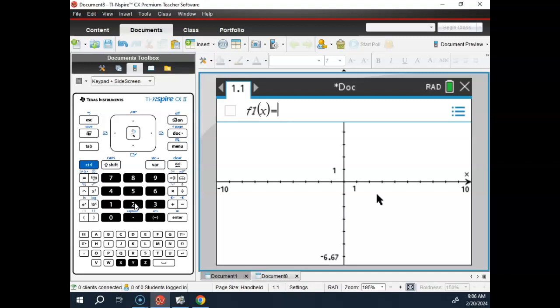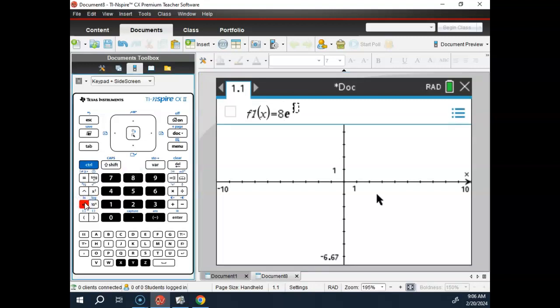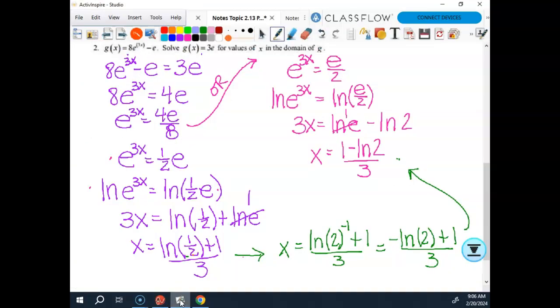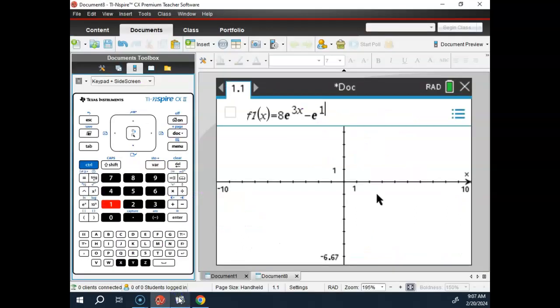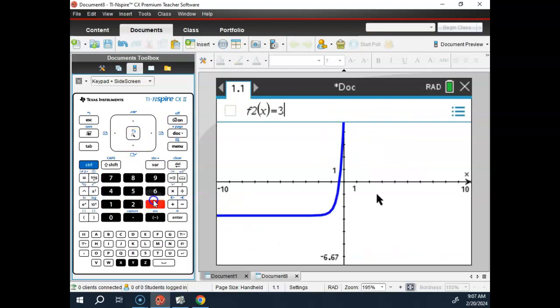So we're going to type in 8e to the 3x minus e. Now, when I hit the e button, a little thing pops up for an exponent, but I just want e, so what do I put there? 1. Okay. Then what goes in F2? 3e, right? Because that's what I want it's equal to. So in F2, I can do 3e to the first. I'm going to hit enter.